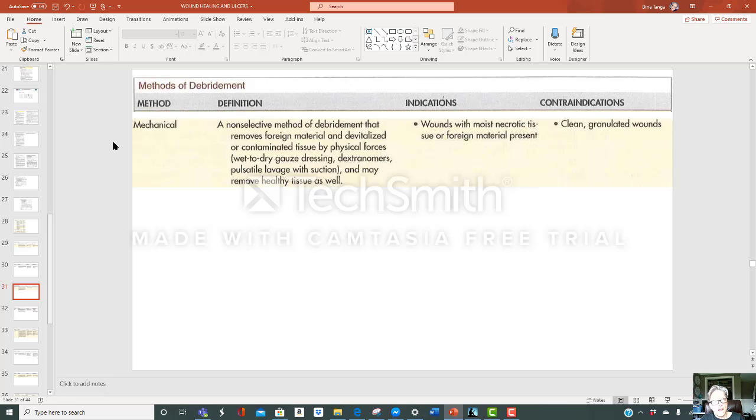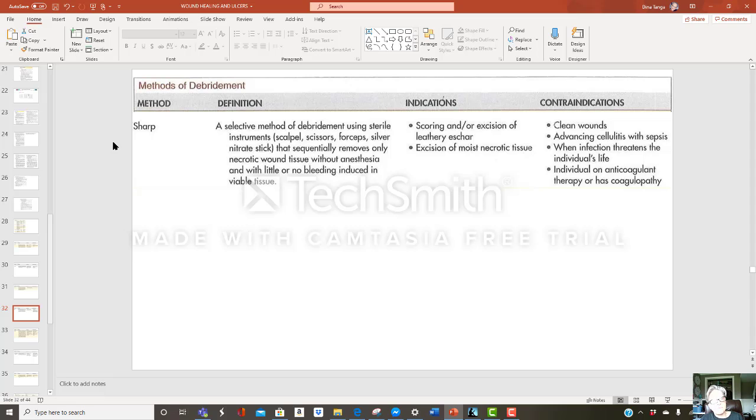Mechanical, a non-selective method of debridement that removes foreign material and devitalized or contaminated tissue by physical forces. Wet to dry gauze dressing, dextranomers, pulsatile lavage with suction, and may remove healthy tissue as well. Indications: wounds with moist necrotic tissue or foreign material present. Contraindications: clean granulated wounds.